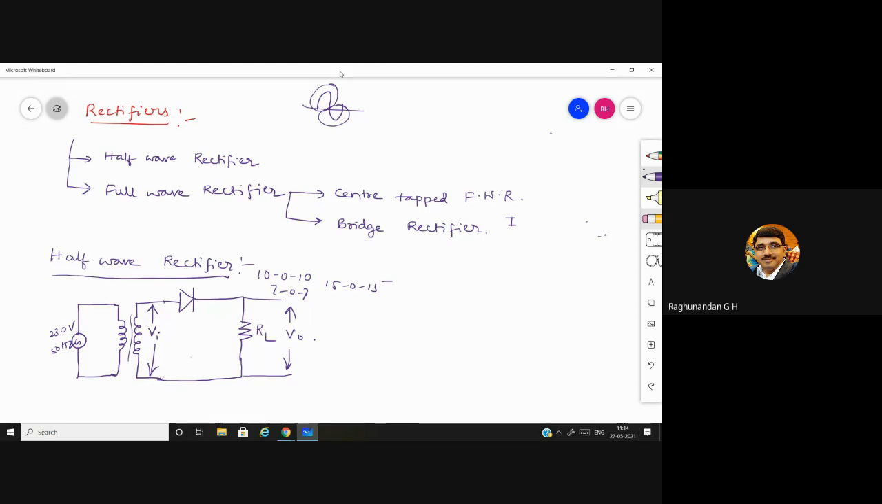So these transformers are given in this kind of rating, 15-0-15. That means this is 15, there will be a midpoint here, 0, and here will be 15. So from here to here, it is going to give 15 volts, and from here to here, it is going to give 15 volts in this way. So that is the rating which is given to the transformer. So based upon our requirements, based upon what kind of application you are going to use.